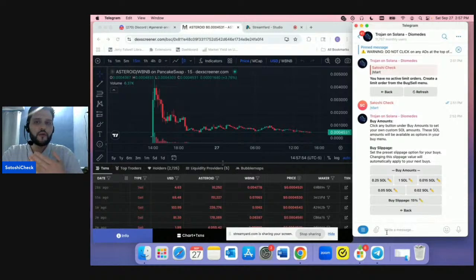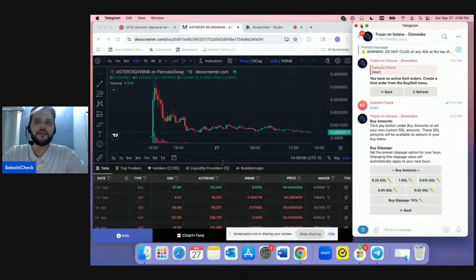But anyways, we're not going to be so focused on sniping launches this late. But if something comes up, I'll absolutely key the group in, and we can talk about that too. But like I said, the main things are going to be buy amounts. So you can change your buy amounts there, but this is all we're going to do.